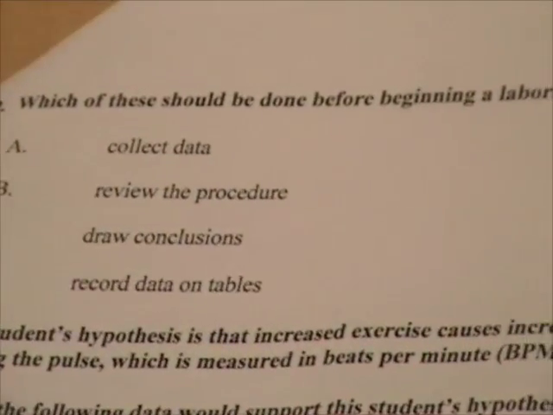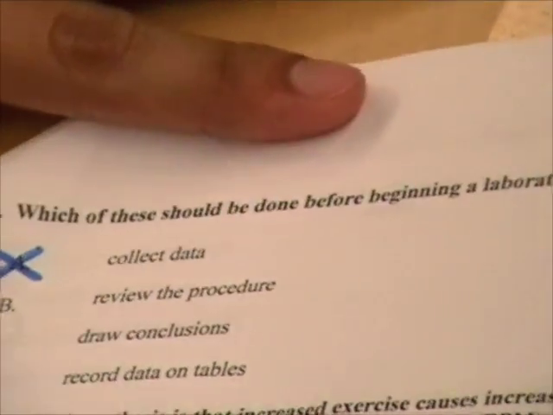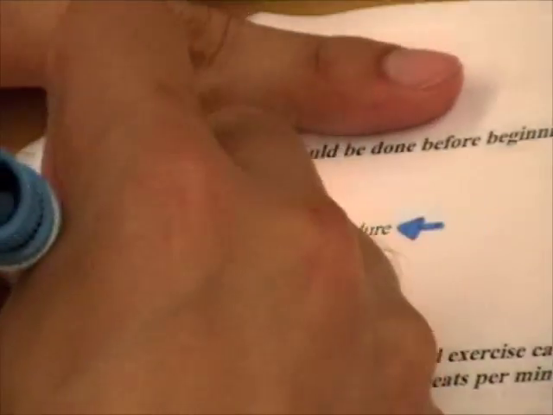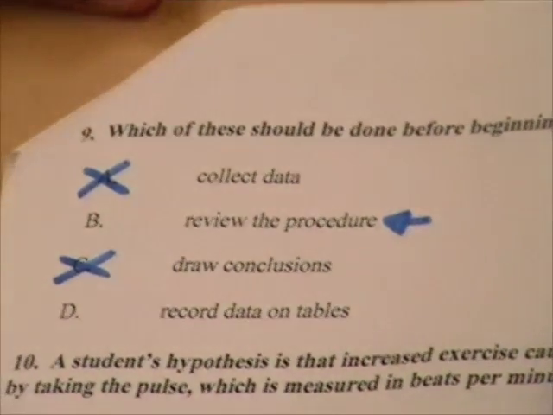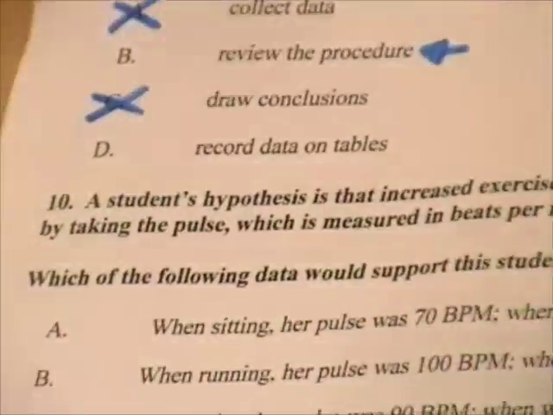Number 9. Which of these should be done before beginning a laboratory investigation? Collect data. Collect data means that I'm getting information. How am I going to do that if I haven't done my experiment yet? No, that doesn't make sense. Review the procedure. That's not a bad idea. I should probably do that before I do anything in the lab. Conclusions come at the end, so no. Record data on tables doesn't make sense either, I need to do it after I get the data. No, I know that's B.